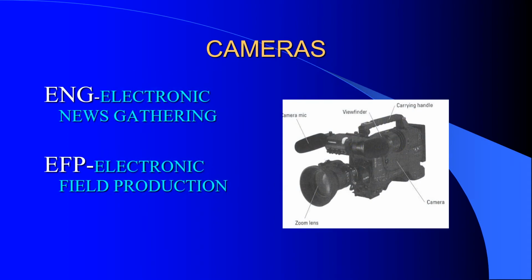The other cameras are the cameras that we have in our studio. They are called ENG or EFP cameras. ENG stands for electronic news gathering. These are the cameras that are used by news crews to go out into the community and shoot video, but they're also used in commercial field production, EFP, electronic field production.